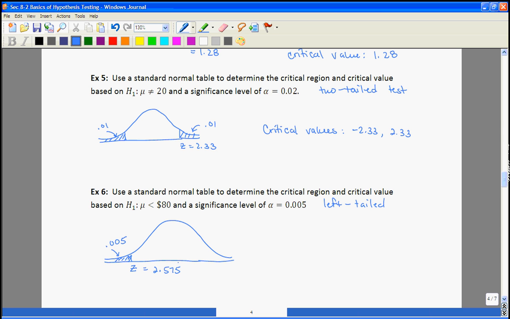If you use 2.57 or 2.58, I don't think that would be the end of the world. Usually it's better to go up a little, but 2.575, and this is going to be negative because we are in the left tail. So my critical value this time, if we round it to 2 decimal places, would be negative 2.58. So this is stuff you've been doing before with all the normal table stuff. We're just connecting it with the concept of the alternative hypothesis from hypothesis testing.